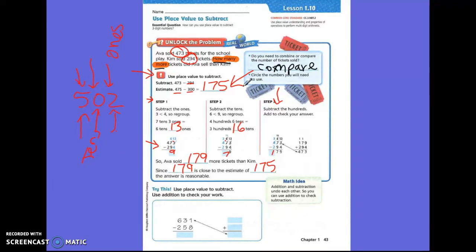Okay, now try this. Use place value to subtract, and then we'll use addition to check our work. Okay, so you subtract this number right now by yourself. Go ahead. Subtract this number by yourself.